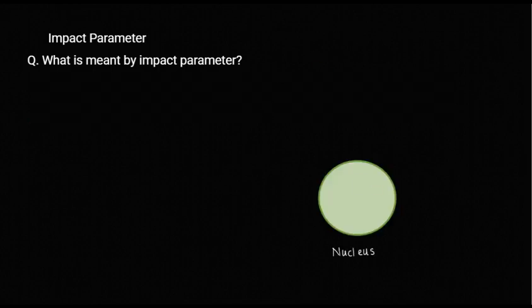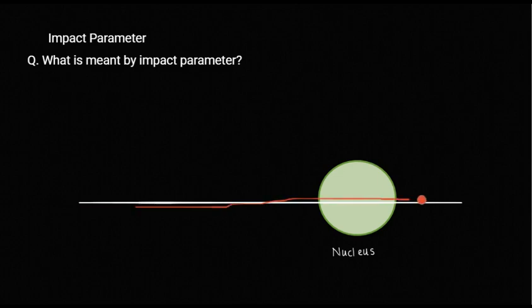So to understand this impact parameter, consider a nucleus of the atom. Okay, this is the nucleus. Now consider this point as the center of the nucleus. So consider a line which passes through the center of the nucleus. That means on this line, the center of the nucleus lies. Fine. Now consider you have an alpha particle which is incident on this nucleus.